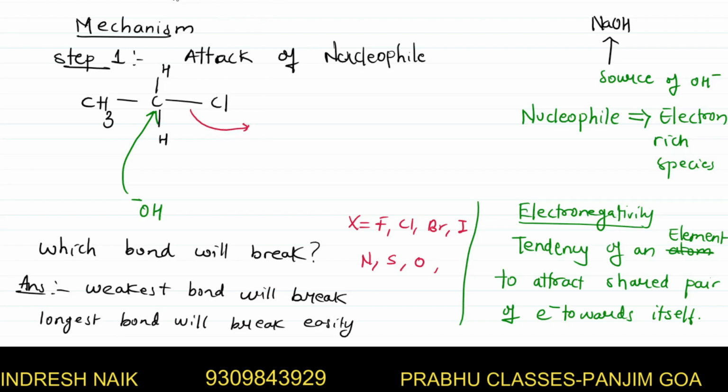So what you get is a compound CH3CH2OH, and the chlorine has gone with the electron. It has taken the electron of the carbon while breaking. So it will form Cl minus, that will combine with the Na plus of this to form NaCl. So this is your product, and this is the whole mechanism.